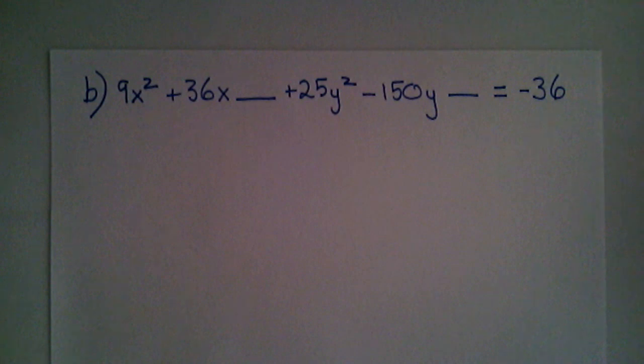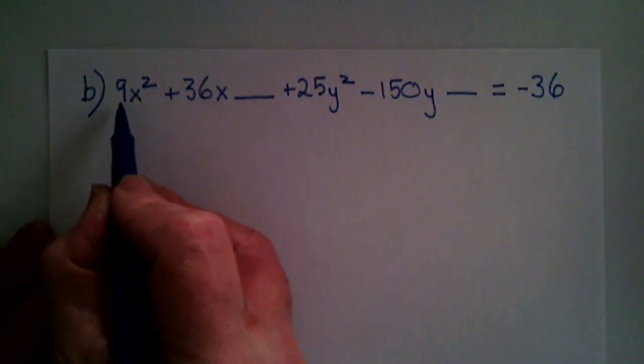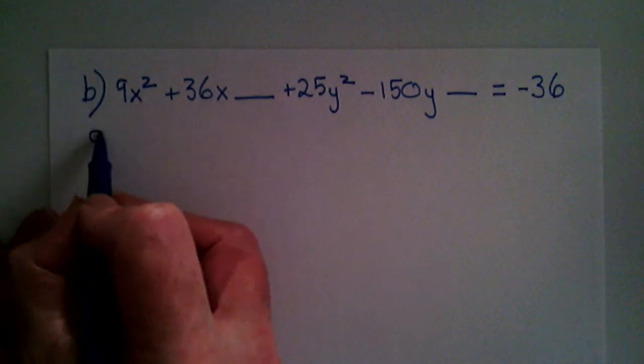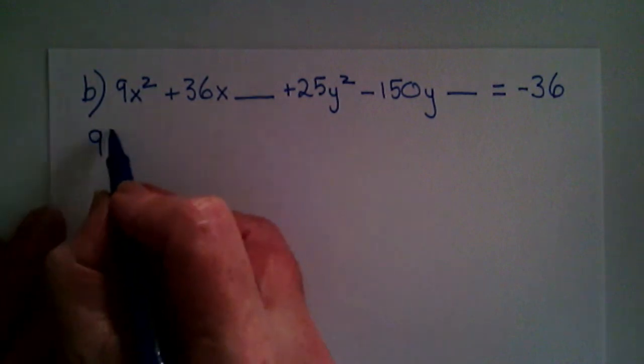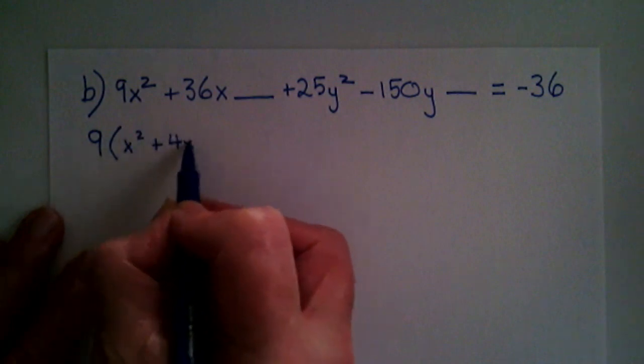Right? So once we've got that, we cannot have, as I said before, anything larger than 1 as our leading coefficient. So obviously we're going to factor out a 9. So whatever is in front of the x, you factor out, even if that gives you a fraction. So 9x squared plus 4x.